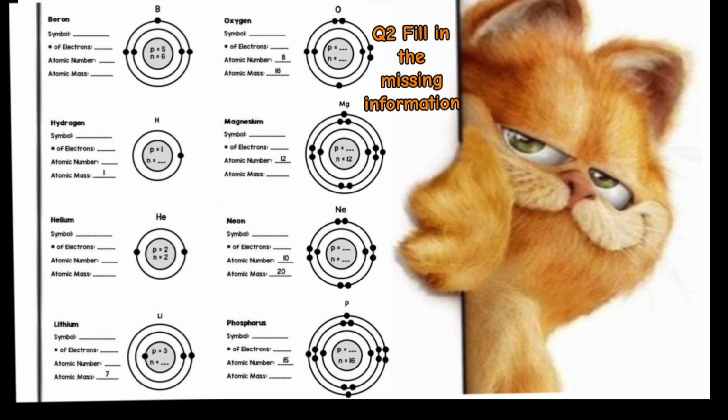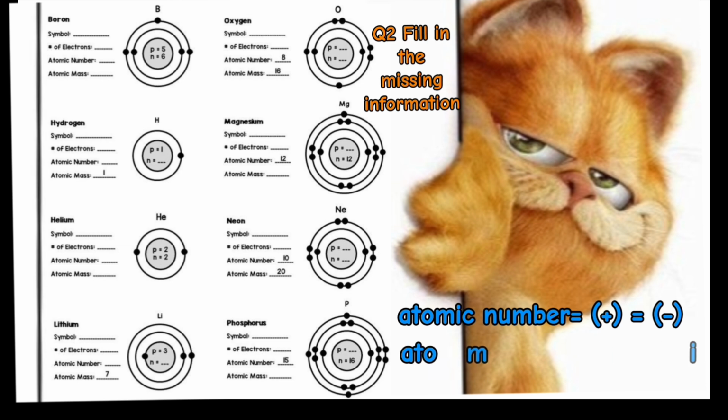Question number 2. Fill in the missing information. Before you start, you have to remember that atomic number is the number of protons or electrons, and the atomic mass or mass number is the number of protons and neutrons. The first atom is boron. It has 5 electrons, so the atomic number is 5. The atomic mass is the number of protons and neutrons, so the atomic mass is 5 plus 6 is 11.